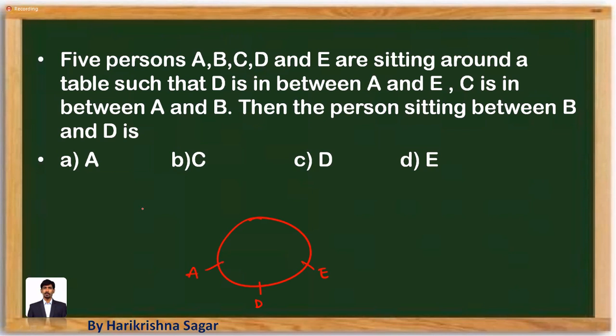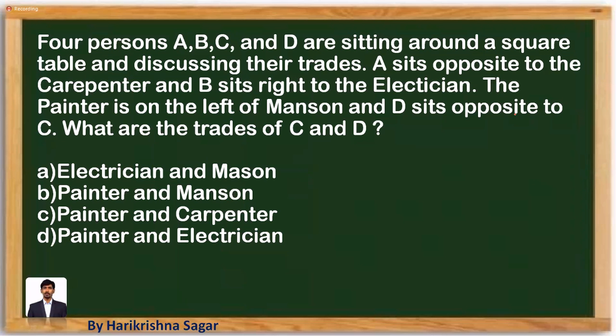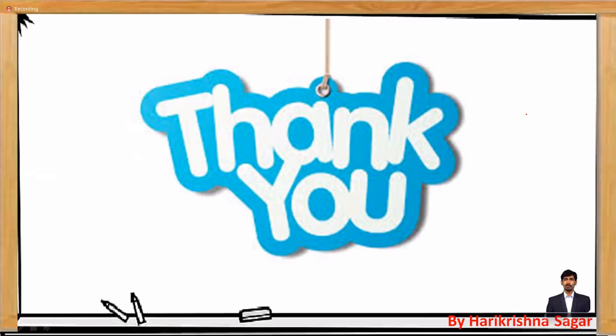And C is between A and B. So that means C must be here, B must be here. The person sitting between B and D is the question. He is nothing but E. You can mark it as the answer. So it's a direct question; you can just place them and arrive at it. That's how you can see the questions related to seating arrangement.